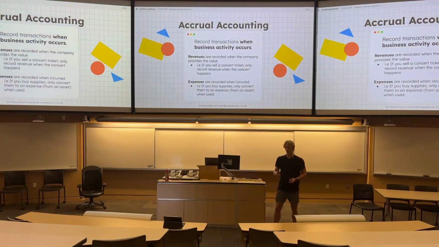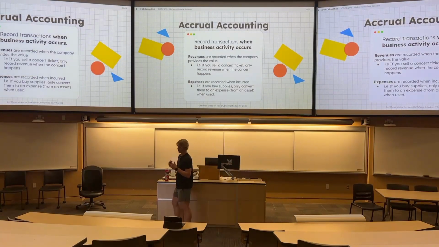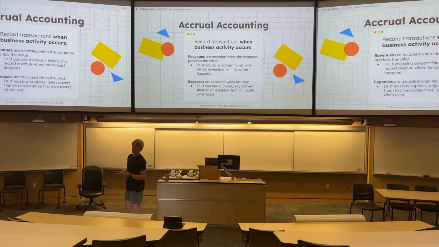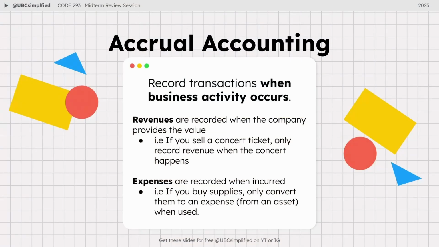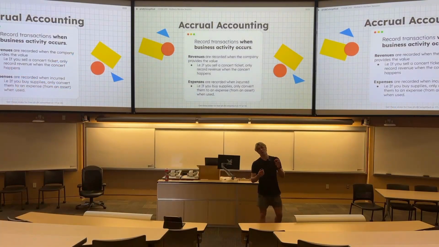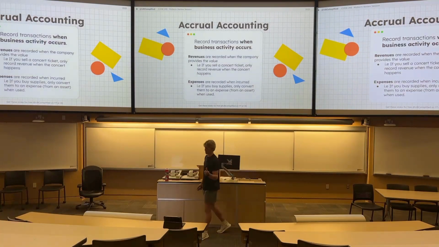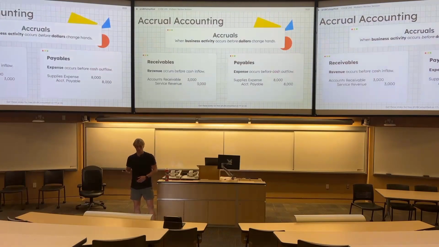We'll get to what happens when it's recorded beforehand, but you're only recording revenue when the company provides value, and expenses are only recorded when they're incurred. So you have inventory, you buy supplies, and then when you use them up, they turn from an asset into a supplies expense. So you're really only writing down things when the business activity has occurred. That's a very key part, and that's what affects adjusted trial balances, which we'll go on to.